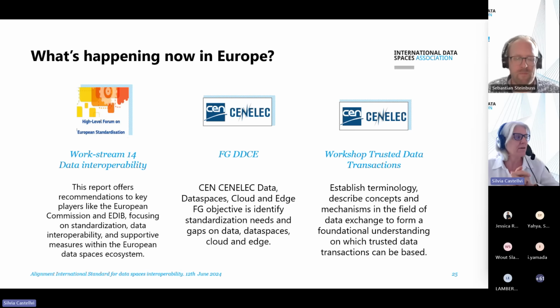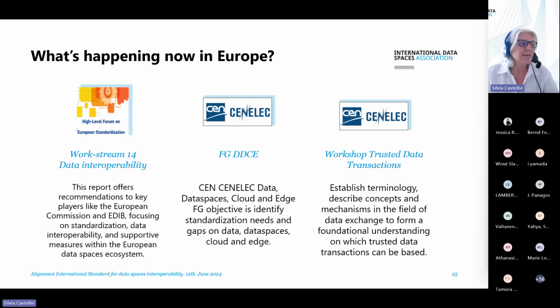Okay, one is the report on data interoperability from the high-level forum. I invite you to see it. Another one is CEN-CENELEC, with two activities under CEN-CENELEC. The focus group on data, data spaces, cloud, and edge has the objective to identify standardization needs and gaps. And the third one is the workshop on trusted data transactions, which is raising a lot of interest and providing concepts and mechanisms in the field of data exchange as a foundation, okay?